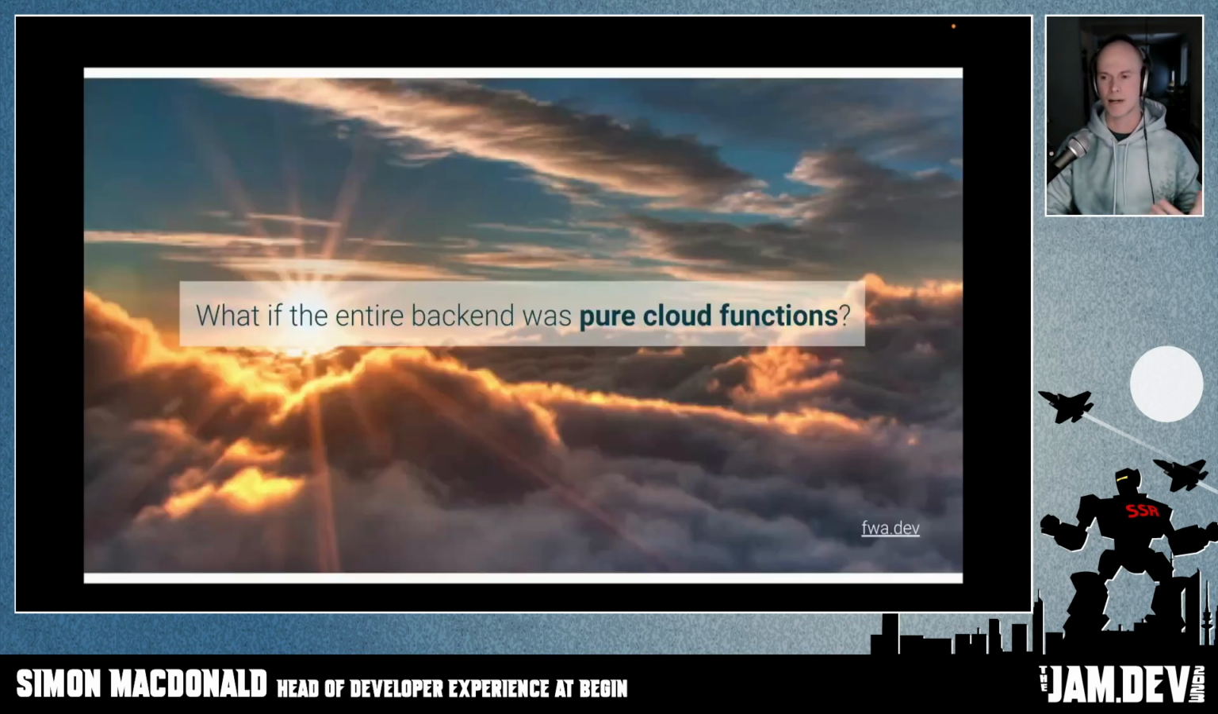So what if the entire backend was just pure cloud functions? So Architect, the open source project, is mostly concerned with the backend. So it's responsible for saying, like, instead of load balancing a whole bunch of web servers, let's just make all of the backend things like small cloud functions that we can manage using Architect. It's been working pretty amazing so far.